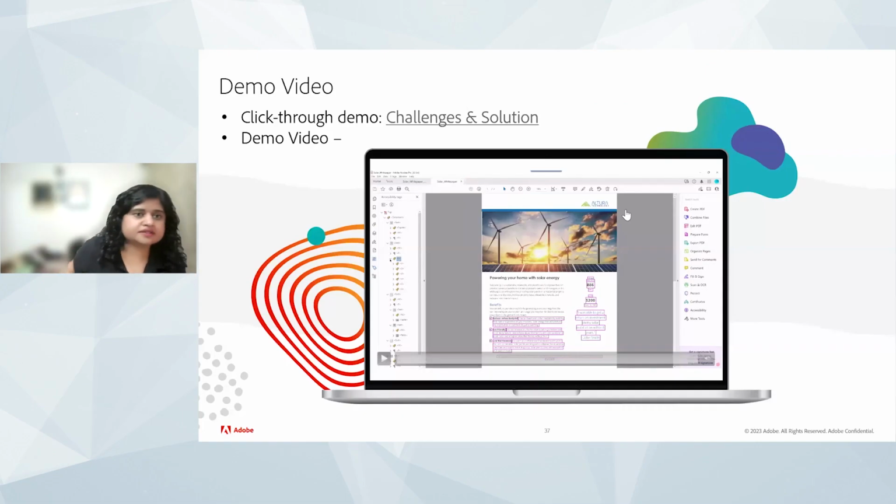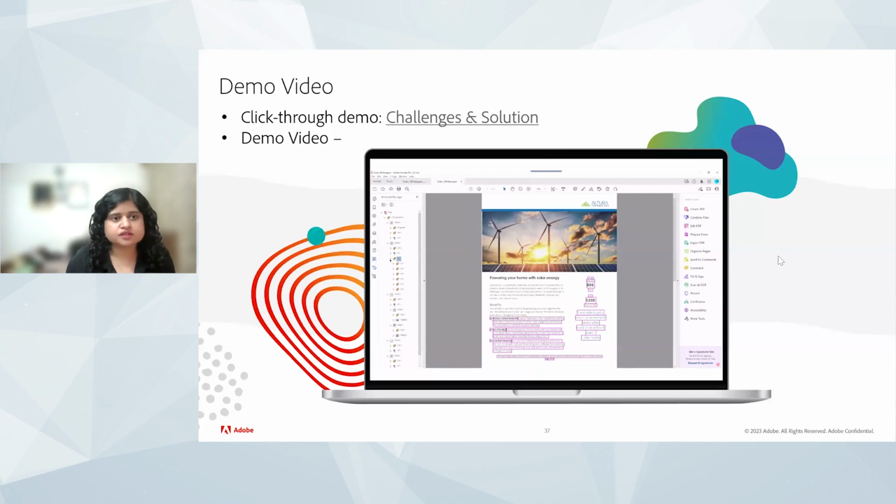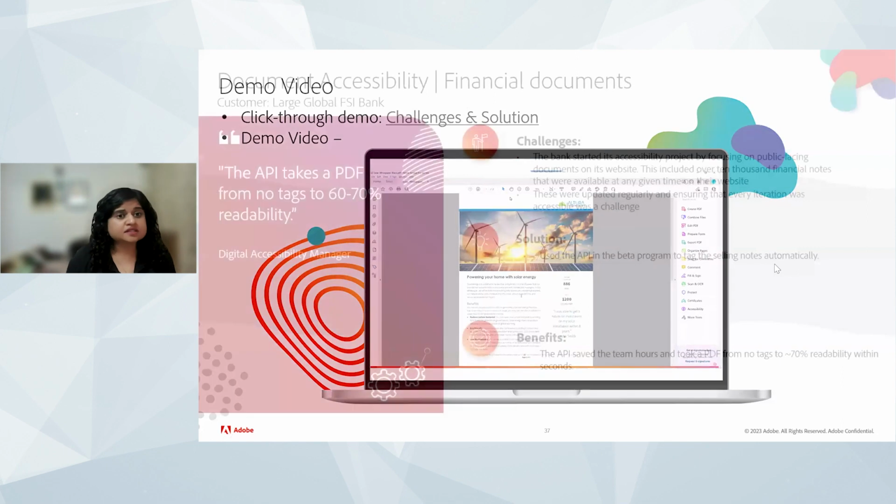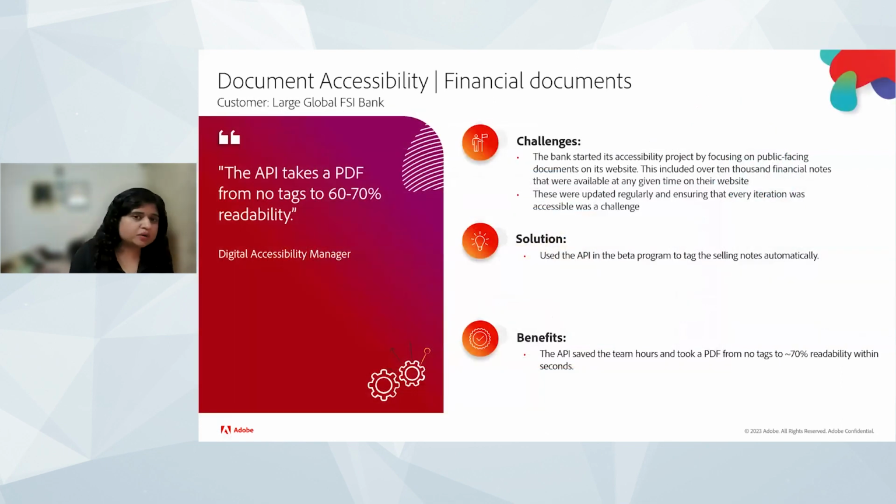So you saw how easy it is to make the document accessible using our accessibility APIs, right? Again, as a solution, how did we actually help someone? There is this FSI story, this bank story that we have, wherein this bank had to create accessible documents for the end user, and they had an accessibility project that they had to pursue for all their public facing documents present for the end user on their websites, right?